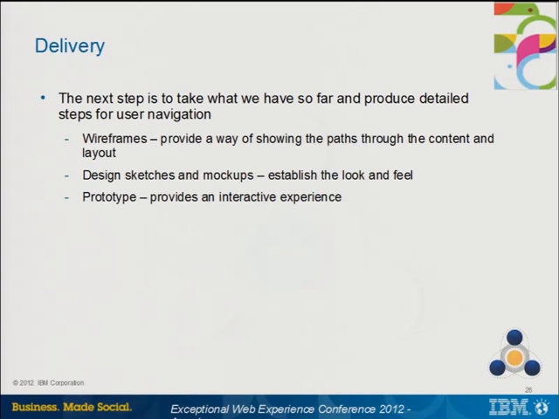So when we look at the delivery, we typically do things like wireframes. We build out the site, and we build out paths through the content and use design sketches and mock-ups. Again, this helps, particularly the line of business, visualize what they're getting, and also prototyping. I think all of those aspects are really critical in terms of the way that you go from what's in people's heads to actually building out the design.